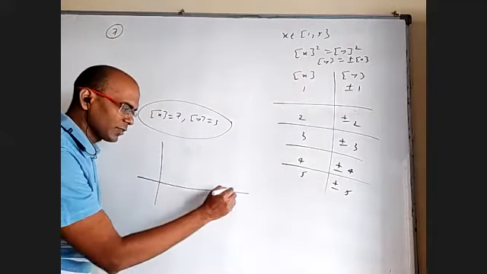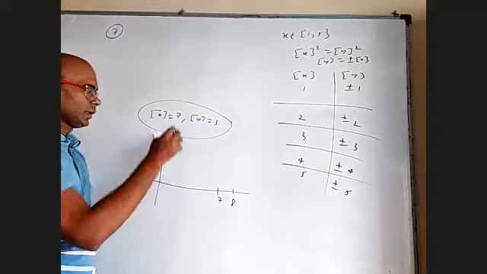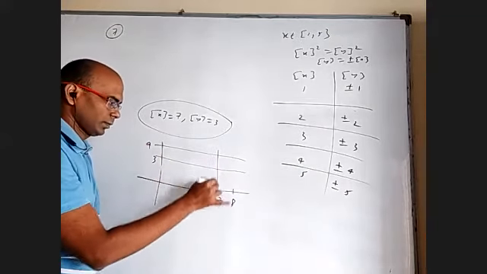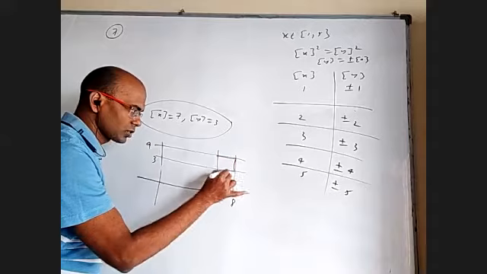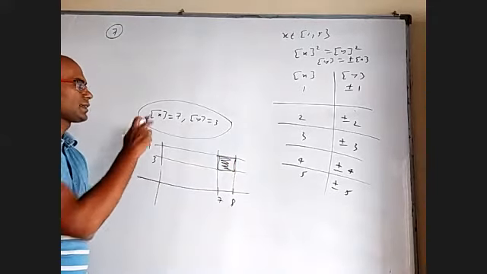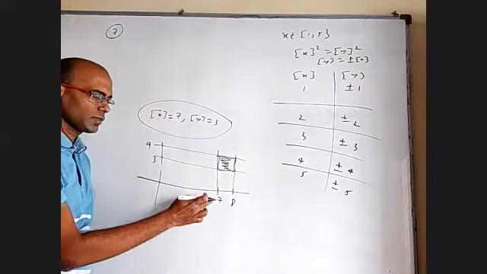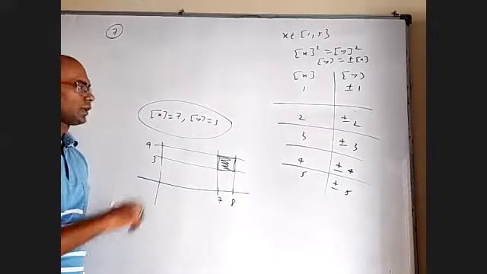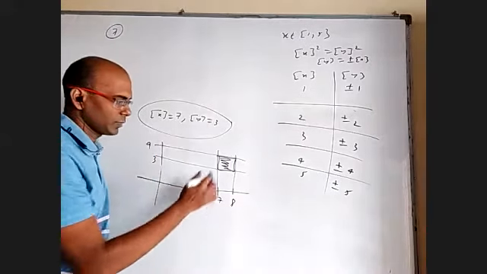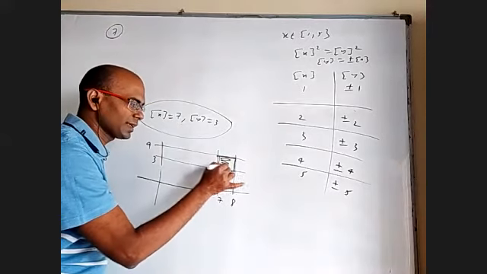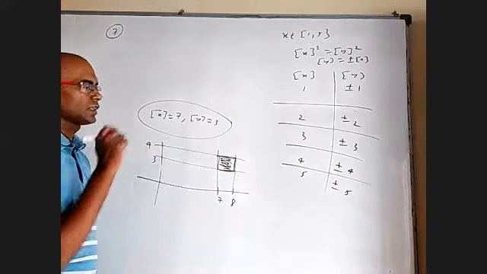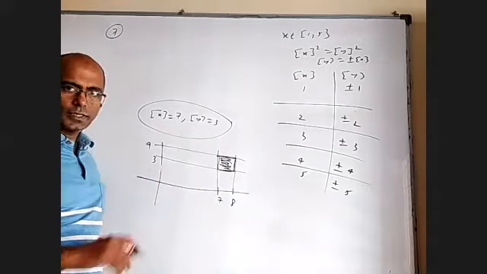You take any x value between 7 and 8, any y value between 3 and 4. That whole square is the region satisfying this, because integer part of x is 7 means x is in the closed interval 7 to open interval 8. Integer part of y is 3 means it is closed interval 3 to open interval 4. So you take any point inside the square, x coordinate is between 7 and 8, y coordinate is between 3 and 4, it will satisfy this, right?